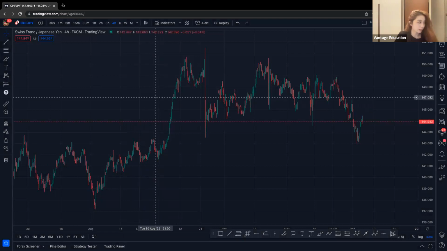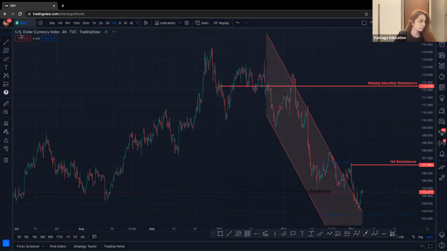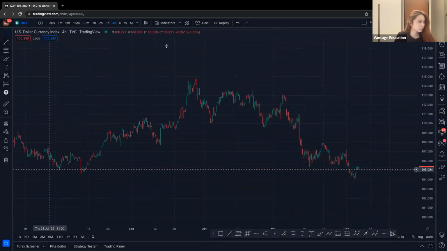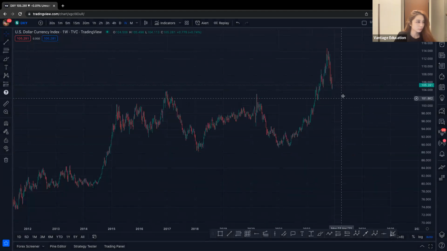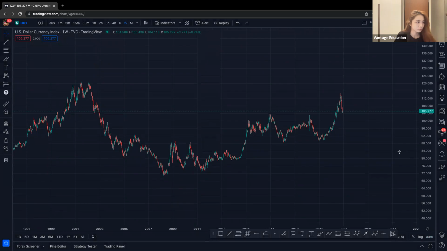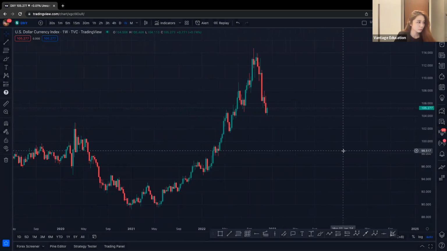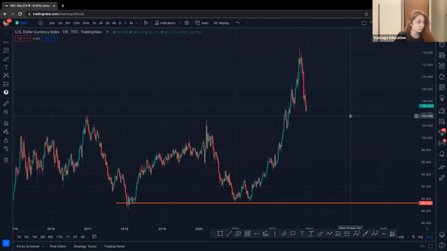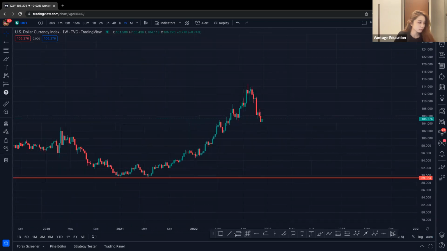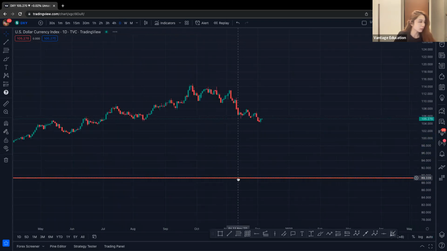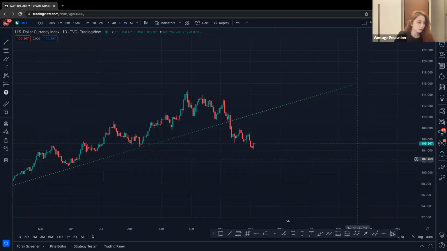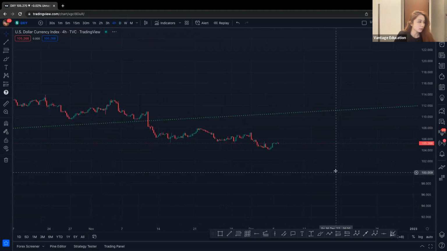DXY, let's just look at the DXY. Let's look at the daily instead, right? Let's do the trend line on the daily. Previously upward moving, we can see that now it has gone down slope and we are looking at a downward trend. Let's look at H4.